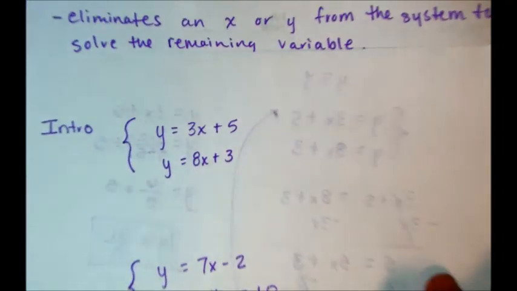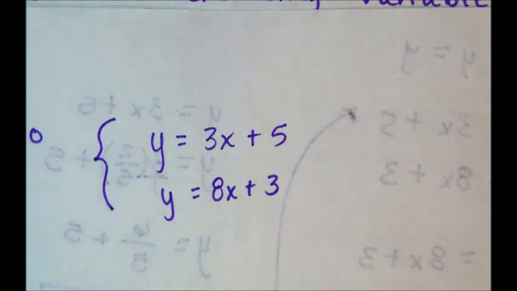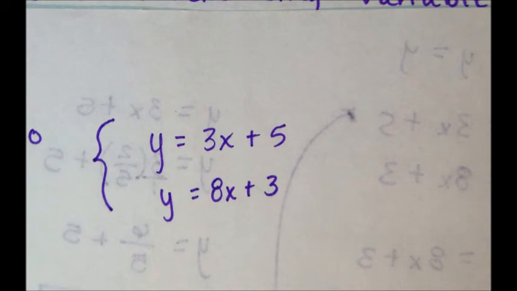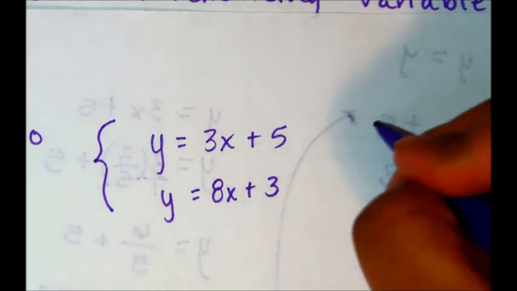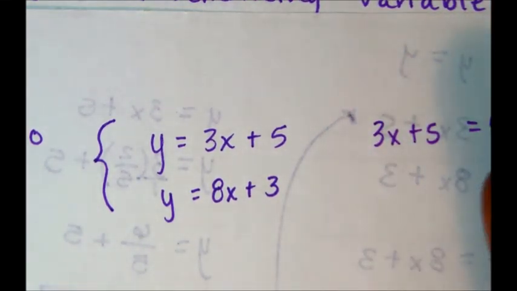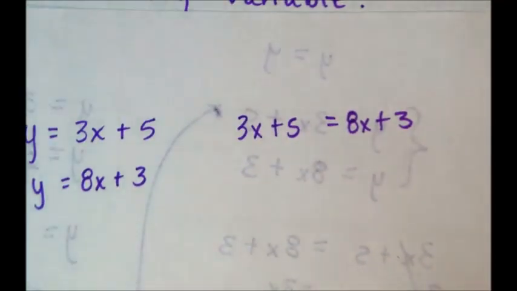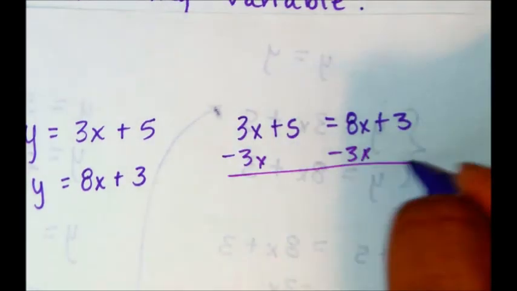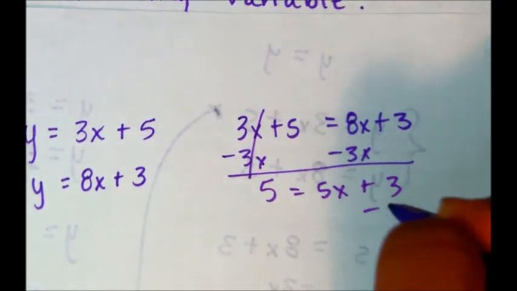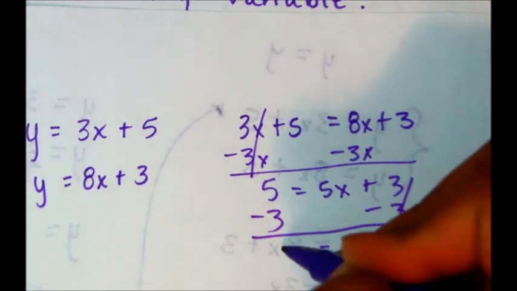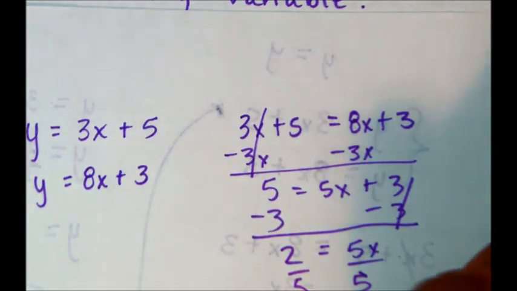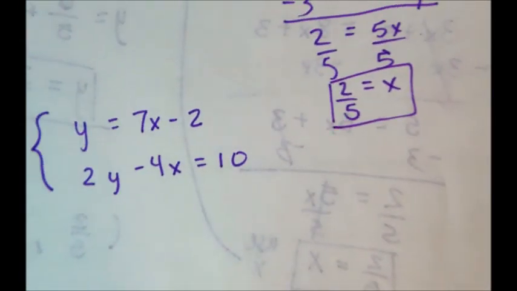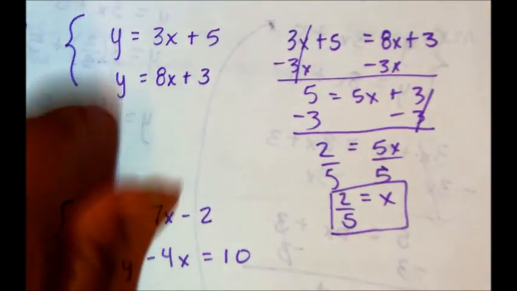So let's look at the system of linear equations y equals 3x plus 5 and y equals 8x plus 3. Describe how you would solve this system algebraically. Well, since both sides are equal to y, I should be able to say that 3x plus 5 equals 8x plus 3, okay? And begin to move my x terms to one side and my constants to another side to find out that x is actually equal to 2 over 5. So I could get down to one term. That allowed me to eliminate the variable y.